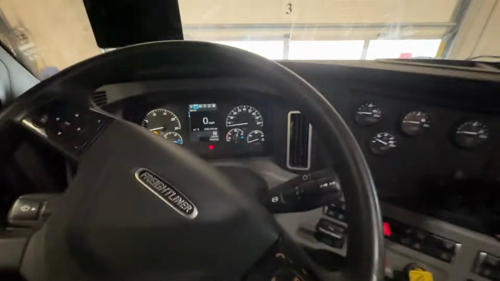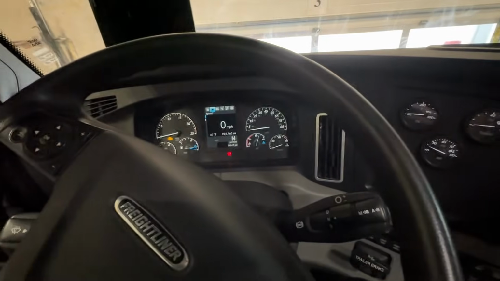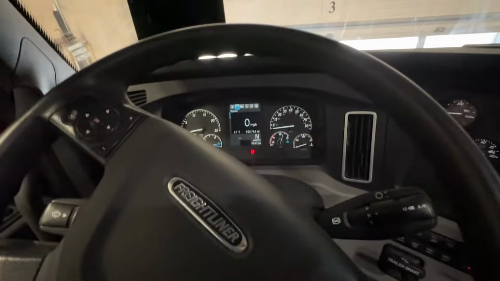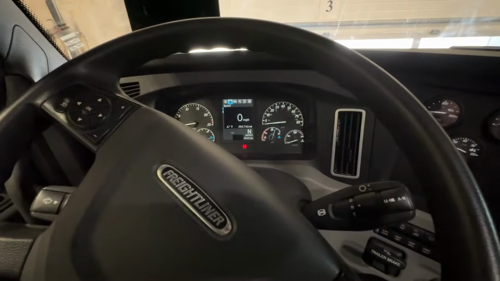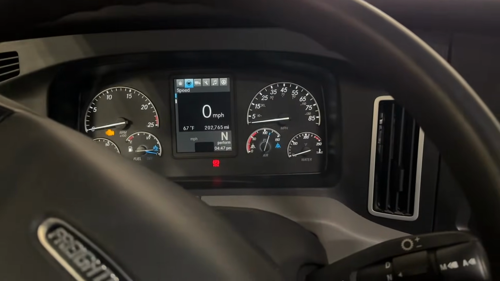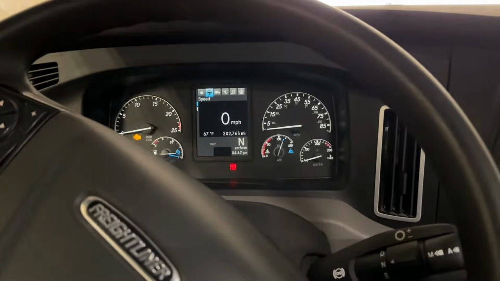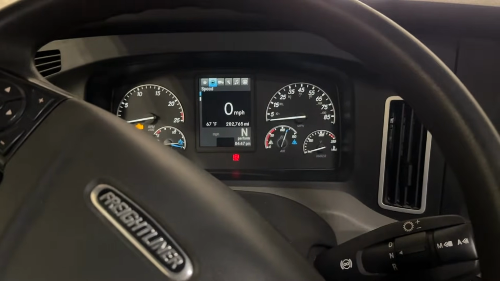I'm sitting in a Freightliner Cascadia. As you can see from the dash, it's a next gen. And I want to talk about a specific error that I've run into a couple times on the dash. It's a shift stalk error. This is the shift stalk. And it can also cause the starter block shift into neutral error.